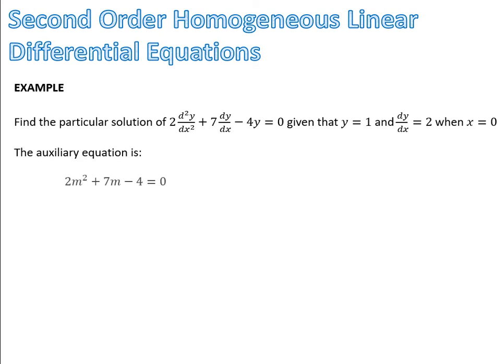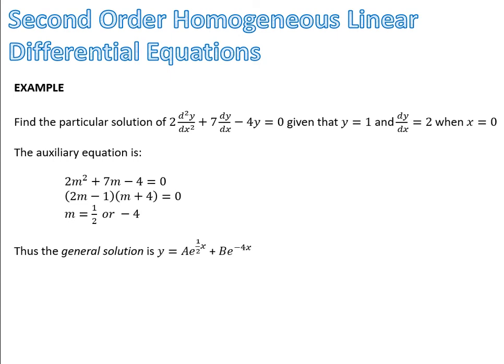Start with the auxiliary equation, which is 2m squared plus 7m minus 4. Factorize that, so you're going to have to be clued up with your factorizing, but it's (2m minus 1)(m plus 4) equals 0, in which case m equals a half, or minus 4. So this gives us a general solution of y equals ae to the half x plus be to the minus 4x. But we want a particular solution, so we're going to use all of these values.